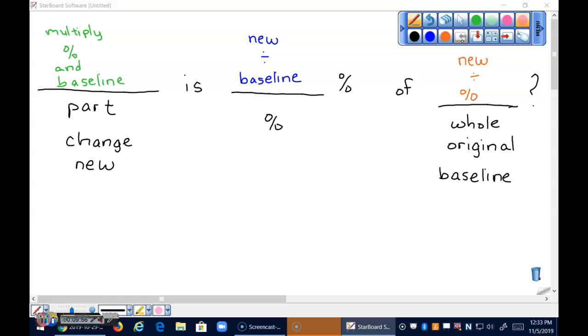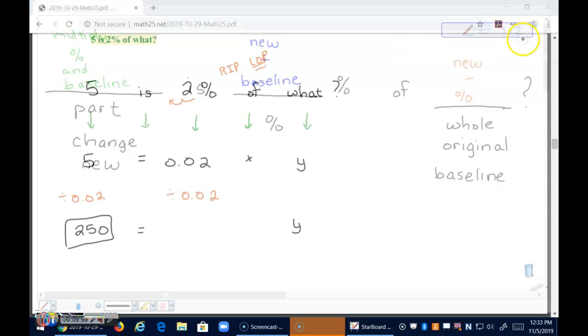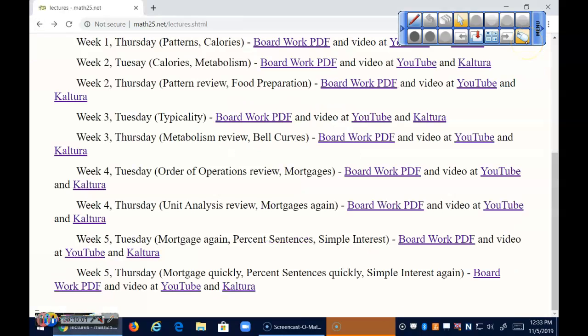Teach them. Okay, back to math 25 new stuff.